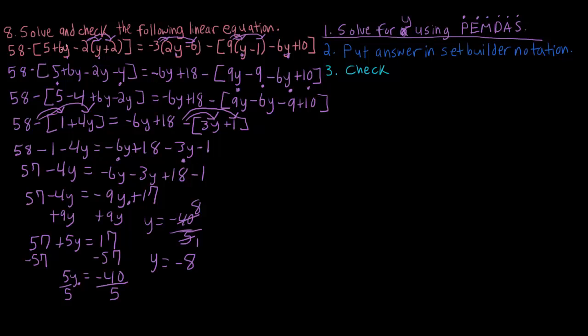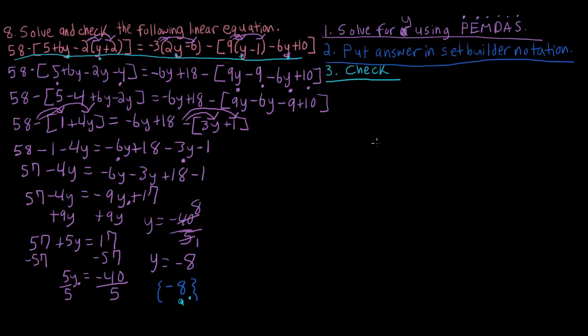And going to step 2, we want to put the answer in set builder notation. So bust out the curly brackets, negative 8 in the parentheses, and the final step is to check our answer. So we want to take this negative 8 value and plug it into our original equation. So let's look at our original equation up top and plug in everywhere we see a y value. We have to plug in our answer down here, which was negative 8.